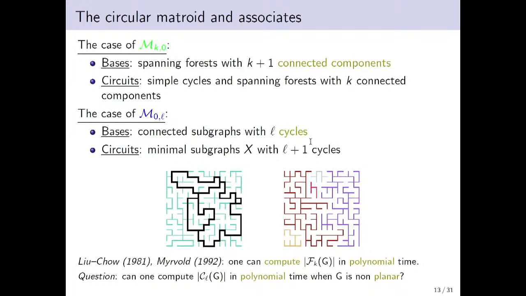You see that if you take the planar dual of a k plus 1 forest with k plus 1 connected components, it will give you a connected subgraph with k cycles, basically because in each of these cycles you will have a different tree. So in the planar case, because you can compute this, you can compute this number. But can you do it in the case G is non-planar?